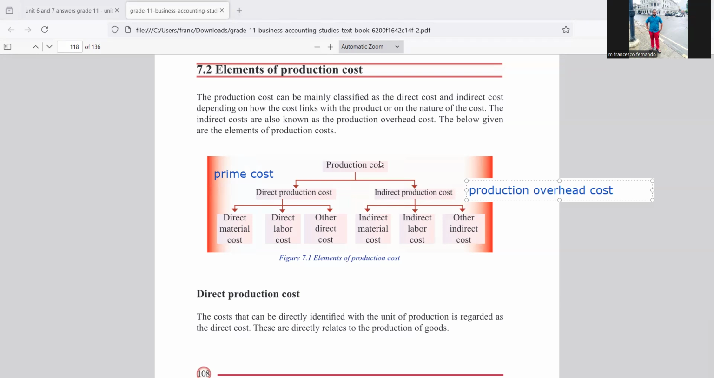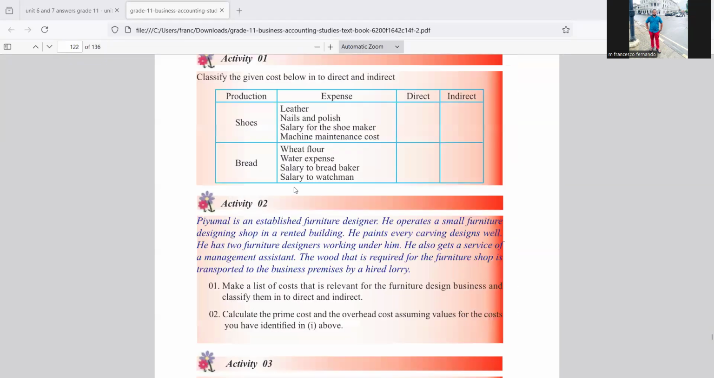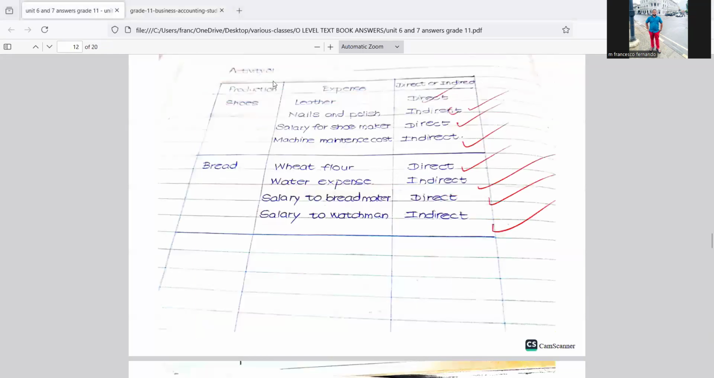So this is a quick recap of the activities in the textbook. It's not a deep discussion. The prime cost consists of three parts, and the production overhead cost also consists of two parts. The summation of these two is what we call total production cost. So if we move to activity 1, it asks us to determine whether these are direct or indirect.